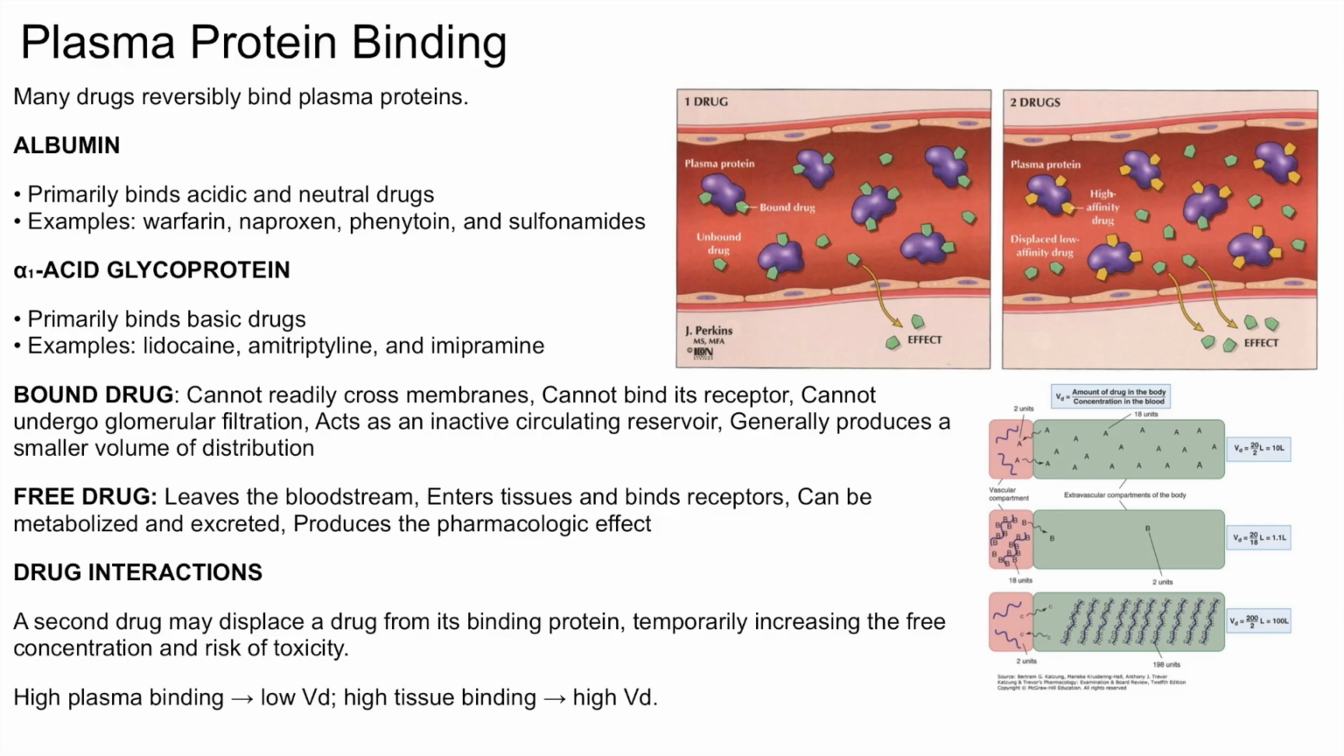Free drug can leave the bloodstream, enter tissues, bind receptors, and undergo metabolism or excretion. Two drugs may compete for the same binding site, temporarily increasing the free fraction of a displaced drug. The body often compensates, though, through distribution and clearance, but displacement can become clinically important with highly bound, narrow therapeutic index drugs or impaired elimination. High plasma binding generally lowers VD, whereas extensive tissue binding raises VD. And what VD even is, we will get into in a couple slides.